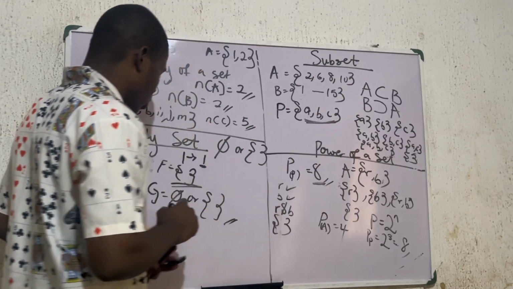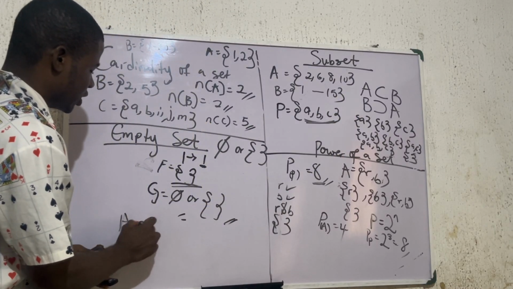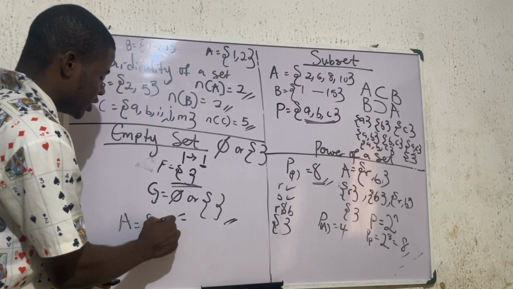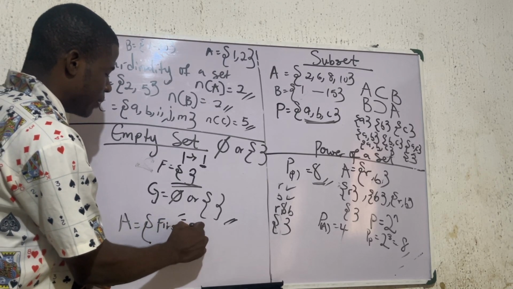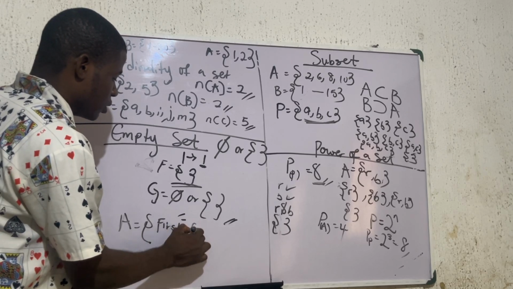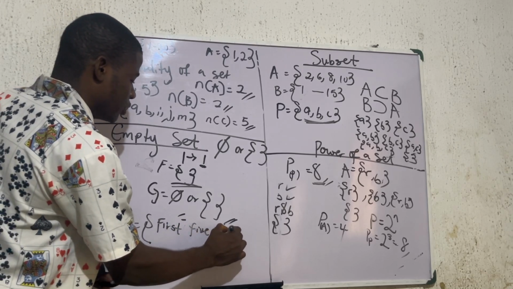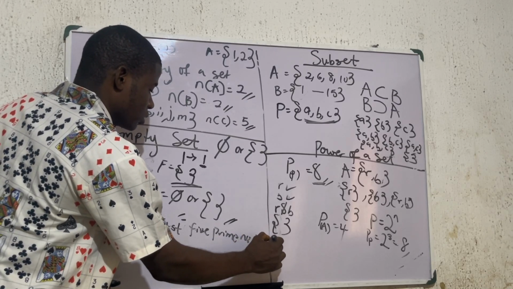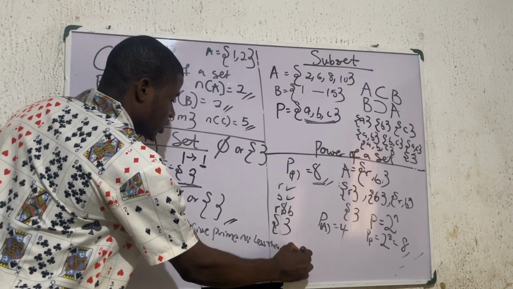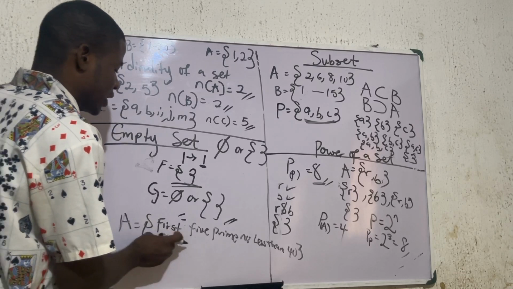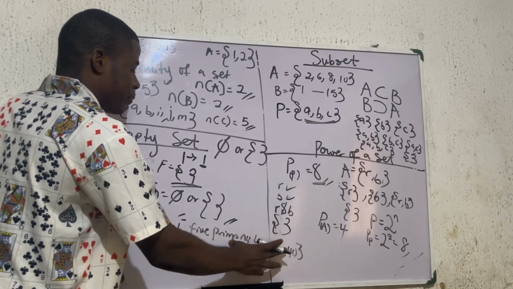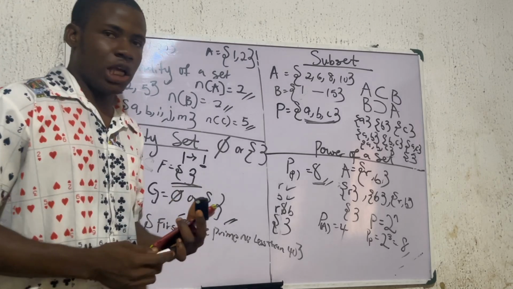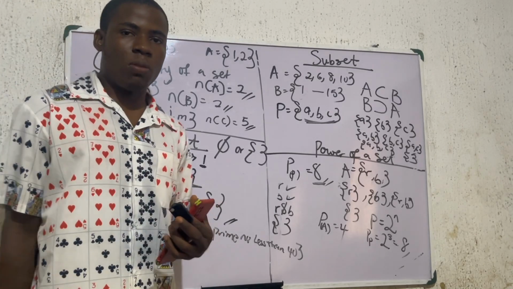So you that is watching this video, give me the power of set A having the elements first 5 prime numbers less than 40. If I have set A and the elements refer to the first 5 prime numbers less than 40, give me the power of set A. Please put your answer in the comment section.